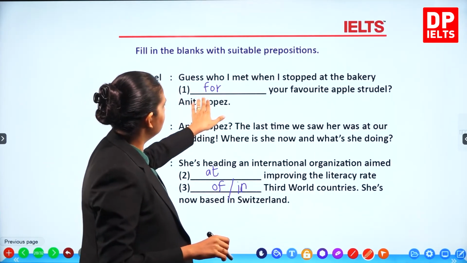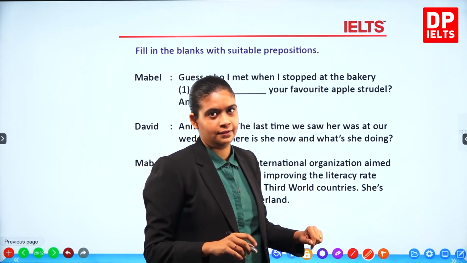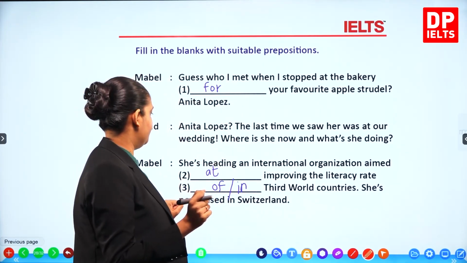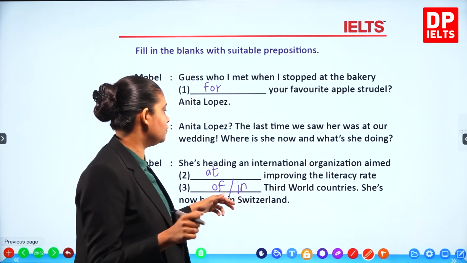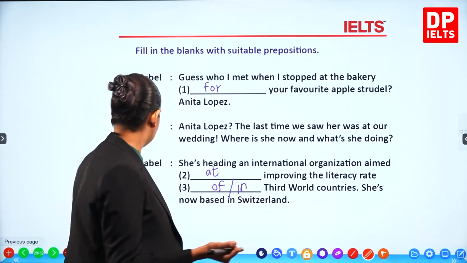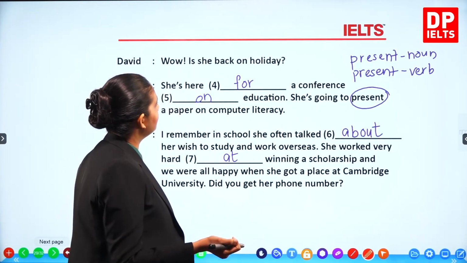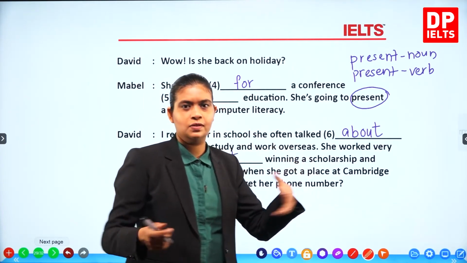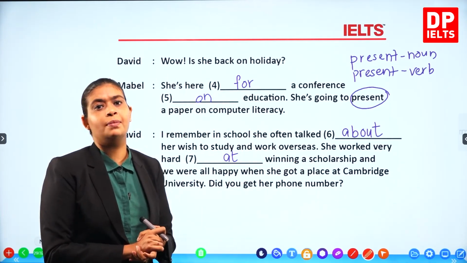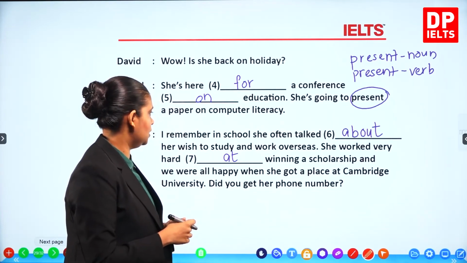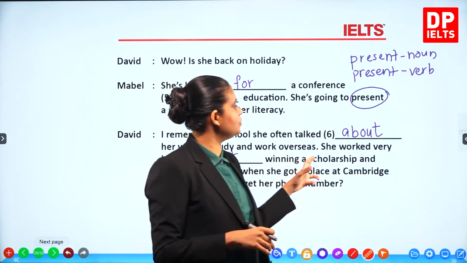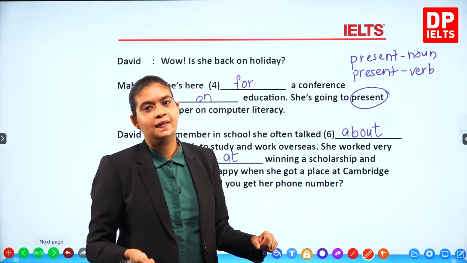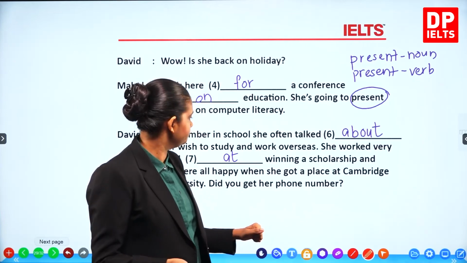So, I hope you've completed it, right? Now, here it is for your favorite apple, okay? Here it is at a specific aim. You can say of third world countries or in third world countries, okay? And then here for a conference on education, okay? So the discussion is more formal, so you don't say about education, but on education. But here, of course, you talked about because it is an informal topic that you're talking about, okay?